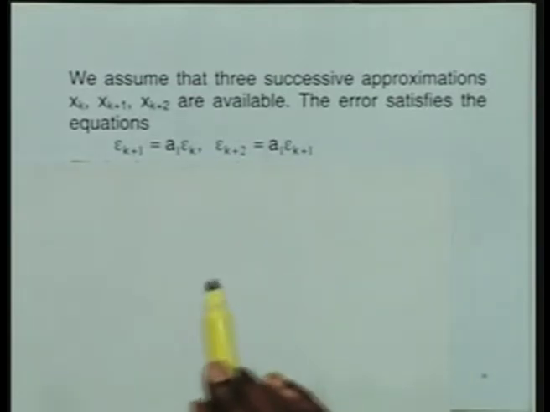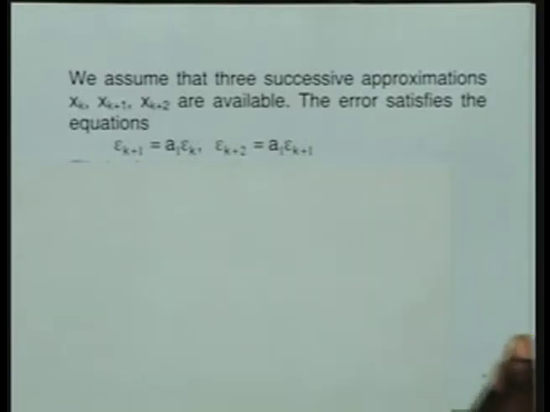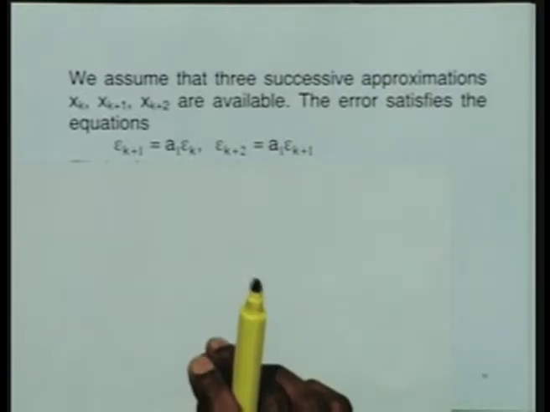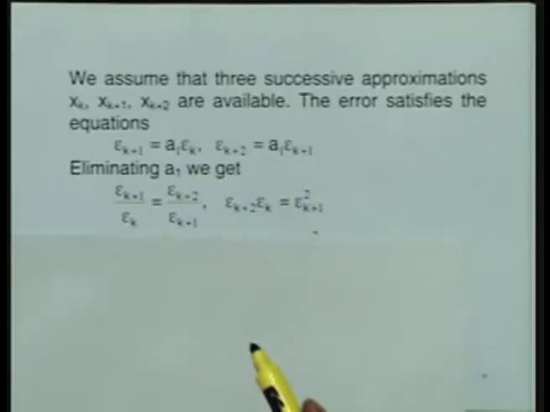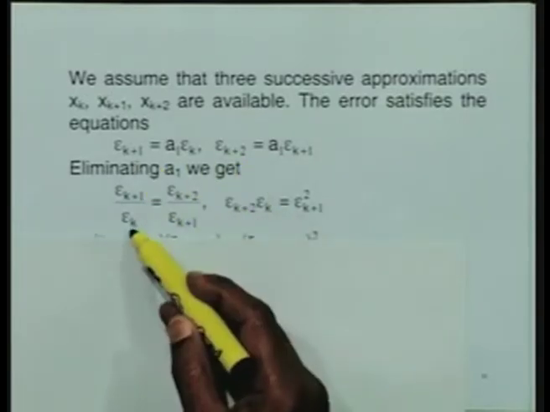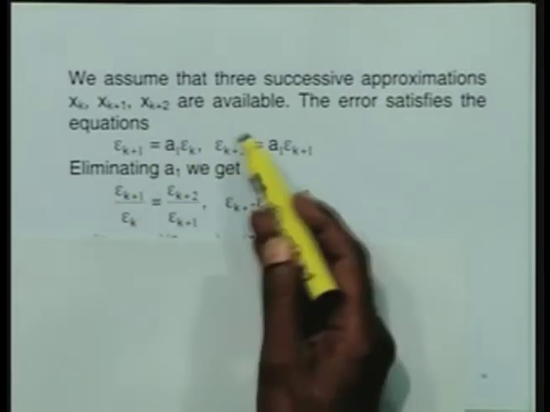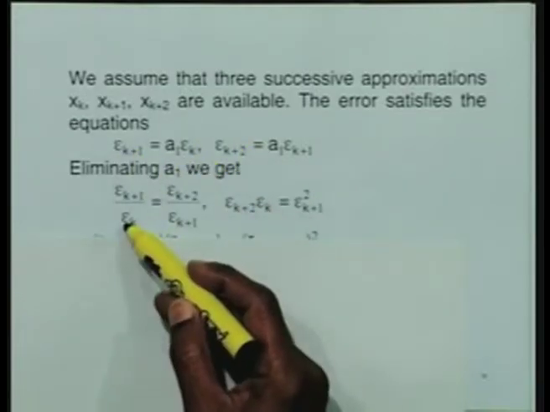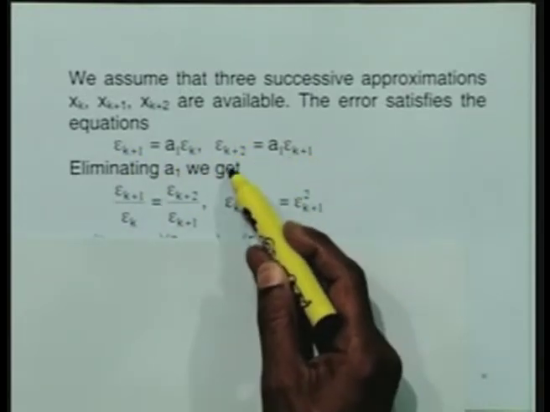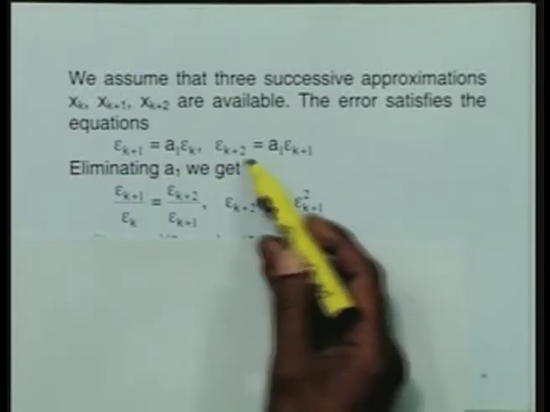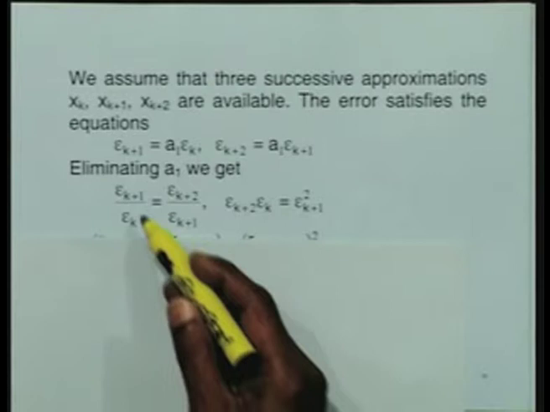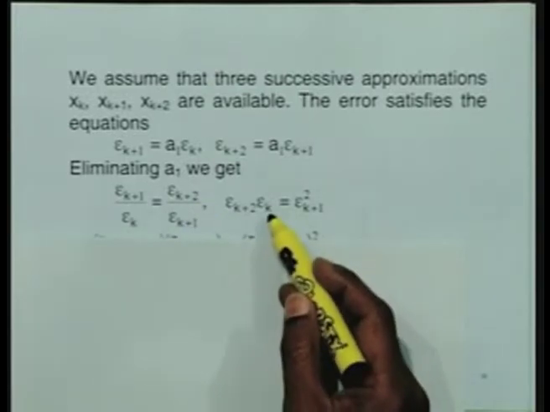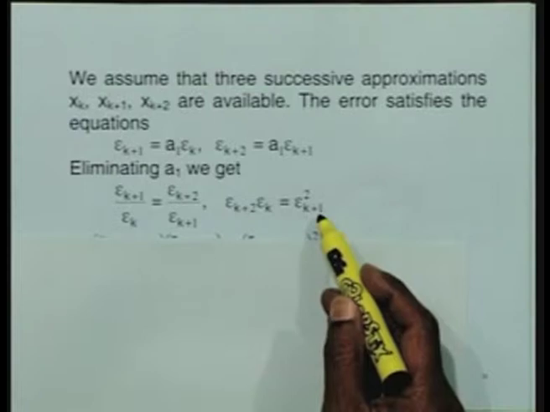Now, if the method is to behave like a second order method, the error term should be epsilon_{k+2} equals some constant times epsilon_k squared. That means the first order term should not appear in this. So, what we do here is just divide these two expressions. Epsilon_{k+1} divided by epsilon_k equals epsilon_{k+2} divided by epsilon_{k+1}, that is, we have equated a1 on both sides. Now, cross multiply: epsilon_{k+2} times epsilon_k is epsilon_{k+1} squared.